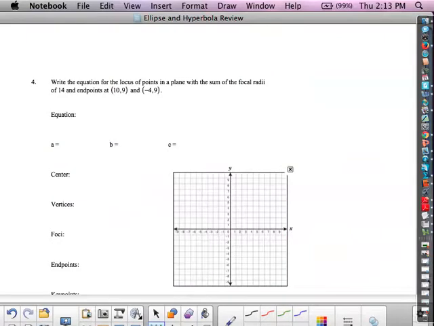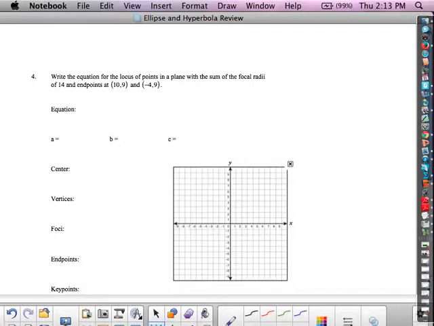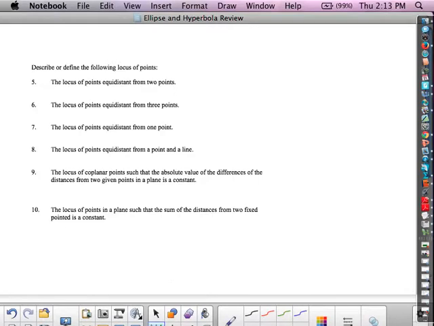So the next one says, write the equation of the locus of points in a plane with the sum of the focal radii is 14, and the points, the points I changed here, I'm actually going to skip this one because it looks like I have changed the points on your worksheet. They're different than this worksheet. So let's just go to the last few questions. It says, describe or define the following locus of points.